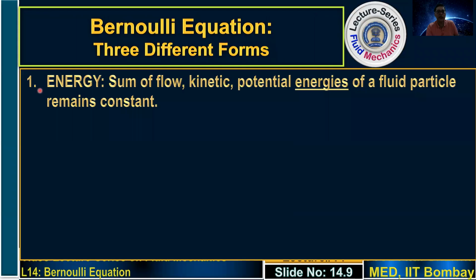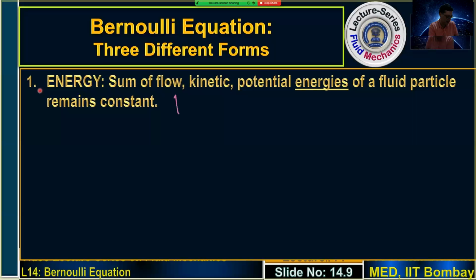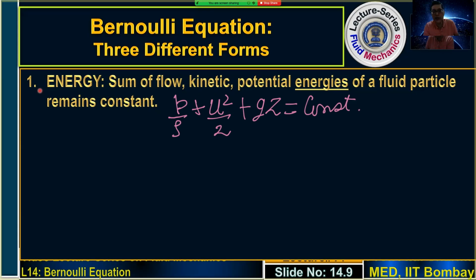So as I said, the energy form says that the sum of flow energy, kinetic energy, and potential energy of a fluid particle remains a constant along a streamline for an incompressible steady flow with negligible frictional effects. So the energy form, as I had mentioned earlier, is given by P by rho plus U square by 2 plus Gz equals constant. Note that this constant in general varies from one streamline to another streamline.